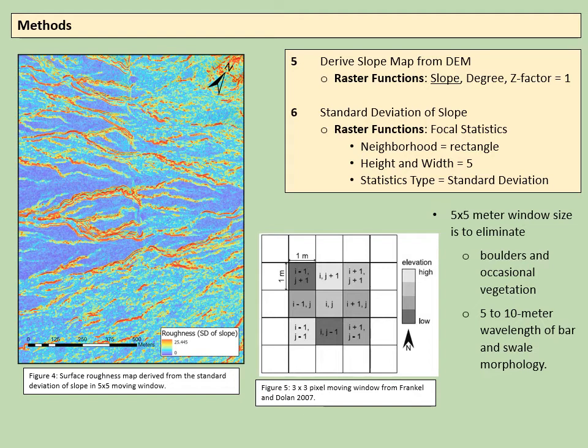In the roughness map created, the smoother surfaces displayed in blue represent older fan surfaces compared to the active channels with higher roughness values displayed in red. And then there's also an example of a 3 by 3 moving window that I grabbed from the 2007 study.